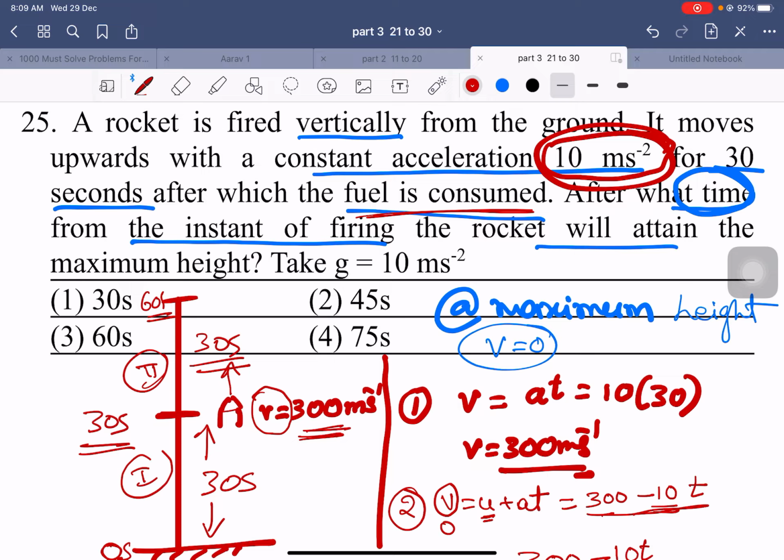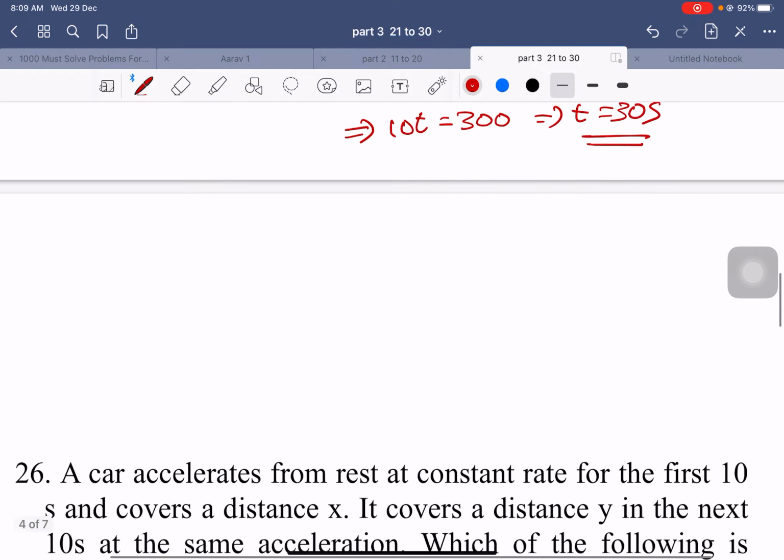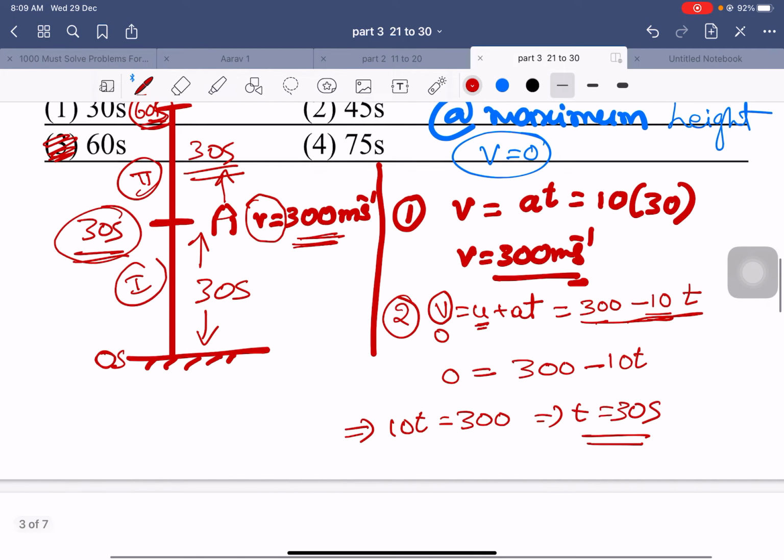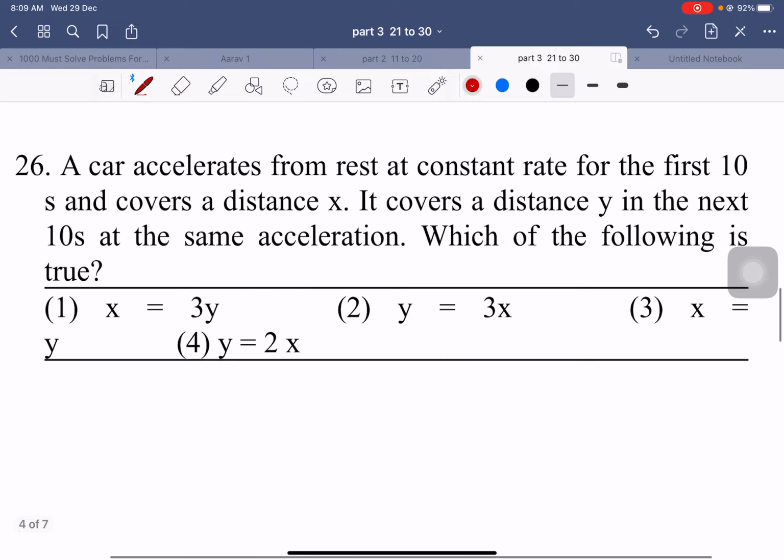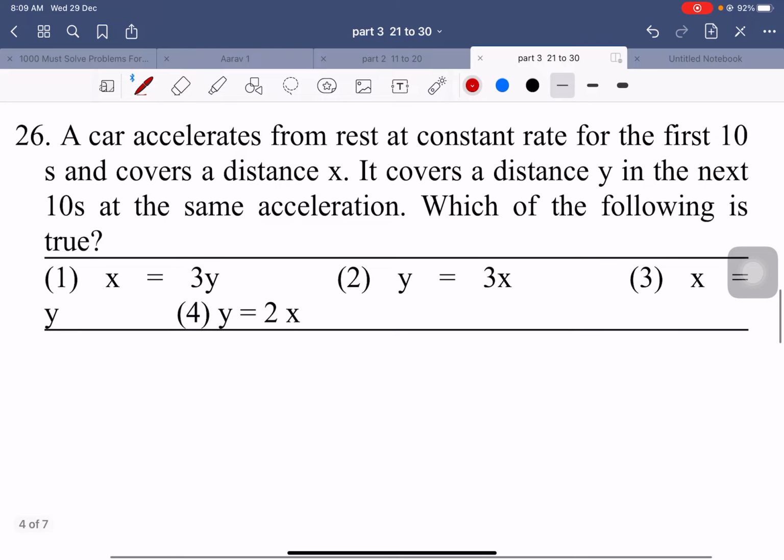After what time from the instant of firing will the rocket attain the maximum height? The instant of firing is 0 seconds. Here you have 30 seconds. Here you have 60 seconds. At 60 seconds, therefore, the rocket is at maximum height. Sorry, the fourth option is the correct one. Next we will go to question number 26.